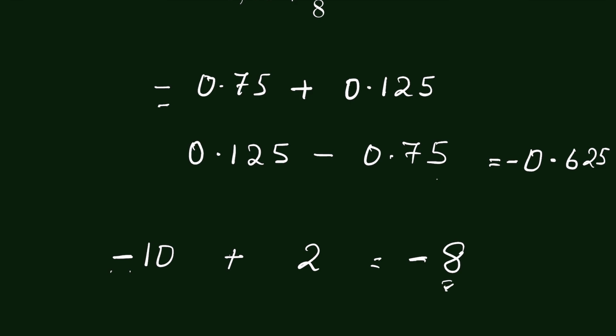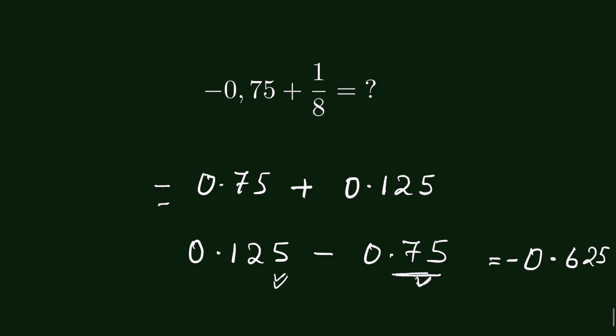Although in value this number is bigger than this because it's positive and this one is negative, we have to subtract, and numerically this number is bigger than this number, so we subtract from 0.75 and then put the sign of the bigger number numerically, not value wise.